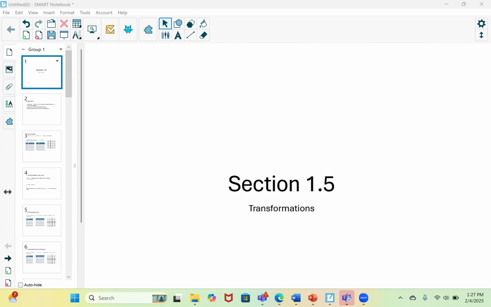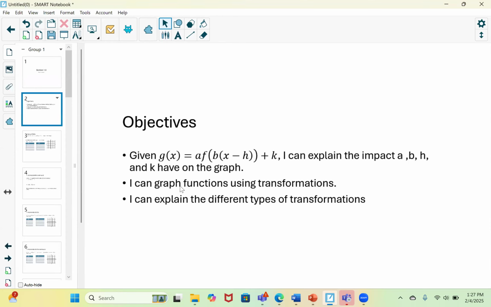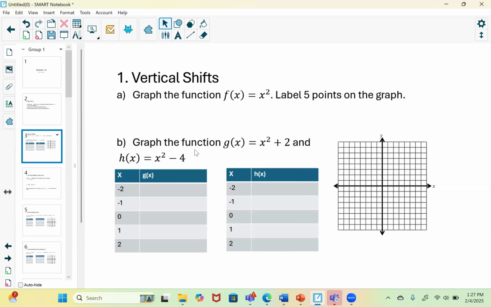So in this video, we're going to look at section point one, which is on transformations of graphs. So different ways we can move graphs. Our objectives are, by the end of this, to look at a function that looks like this, where a, b, h, and k are all numbers. And we're going to be able to explain the impact each of those numbers has on the graph, how it shifts the graph or stretches or compresses it. So we're going to use that to be able to graph transformations and also be able to explain the different types of transformations. So the first transformation is vertical shifts.